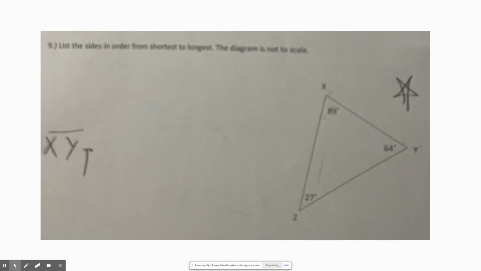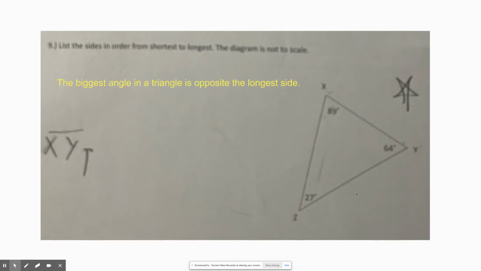This question, which was number 9, says list the sides in order from shortest to longest. It's really important that we know this diagram is not to scale. So we're not trusting our eyesight to see which one is shortest. We're looking at the information given in the triangle. But the funny thing is, nothing about side lengths has been given, only information about angles.